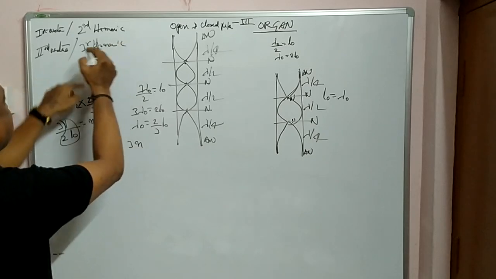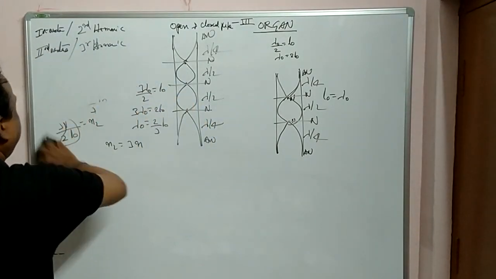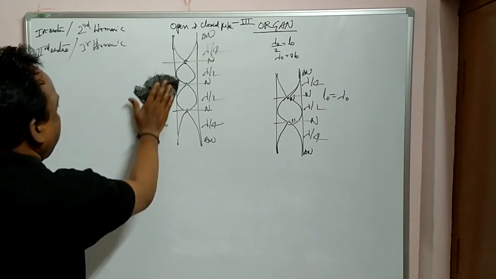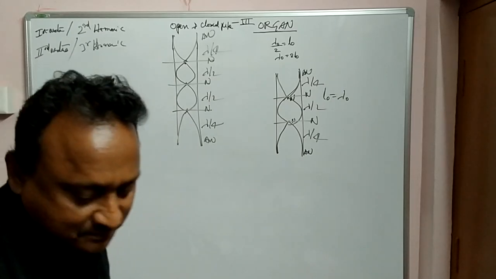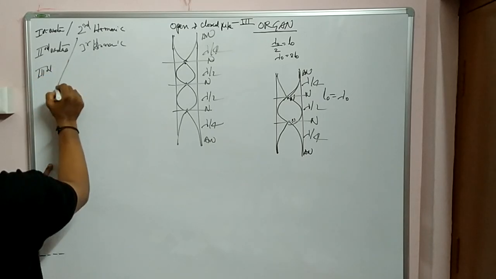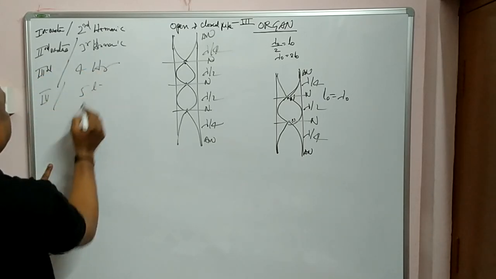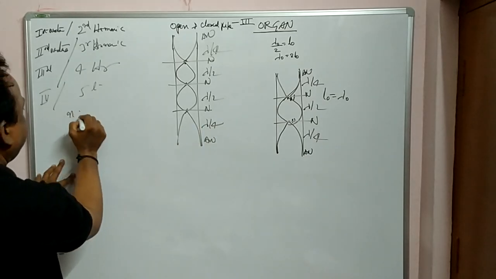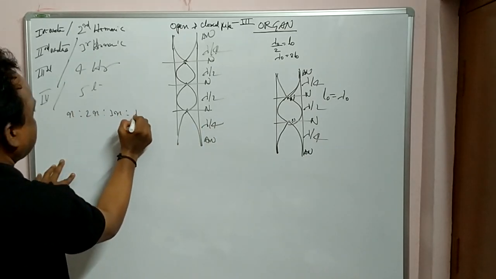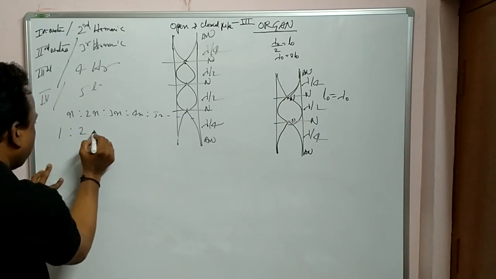Third harmonic. So if you observe this pattern, in the closed pipe if you apply the pattern, see, you are getting all the natural numbers in the open pipe. How? Look: next, third overtone, fourth harmonic; fourth overtone, fifth harmonic. So what is the ratio you get? N, 2N, 3N, 4N, 5N and so on. That is 1:2:3:4:5.